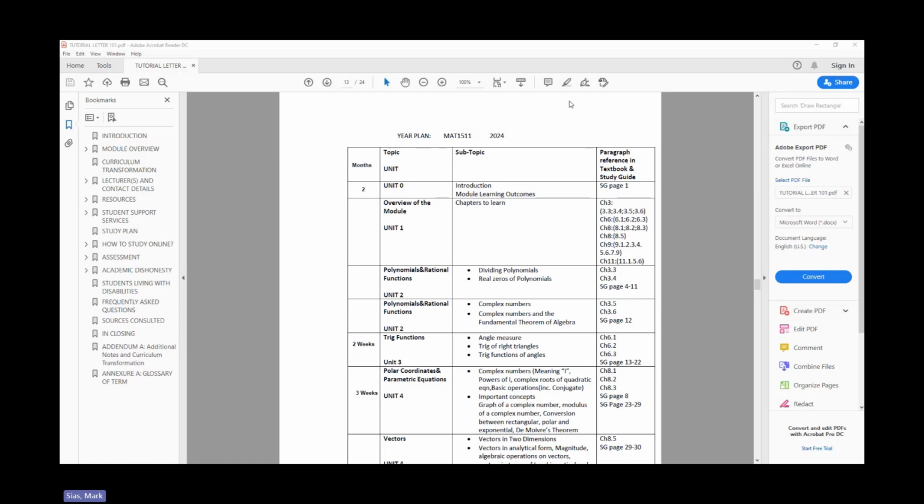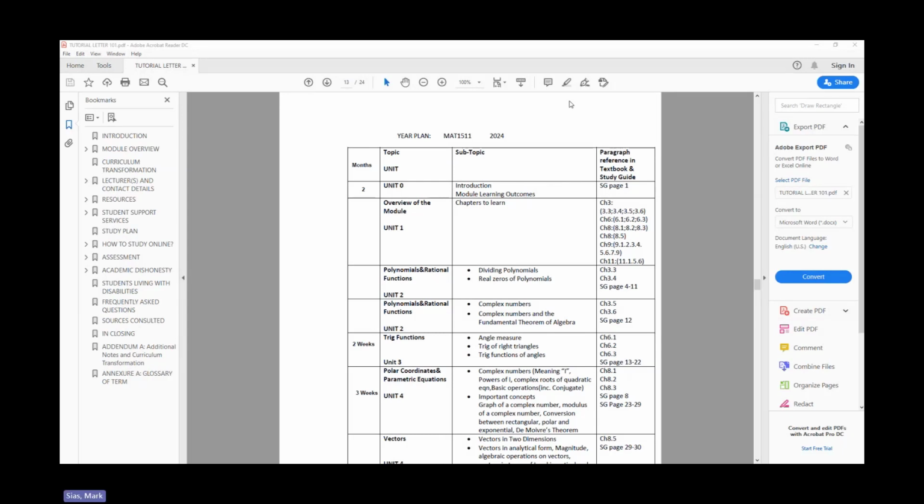Can I just have a sense of who's working on complex numbers currently? Maybe let me just ask first: did you guys finish the first assignment and submit it already? Junior, a question about the first assignment? You have a question regarding that? Was it submitted already?